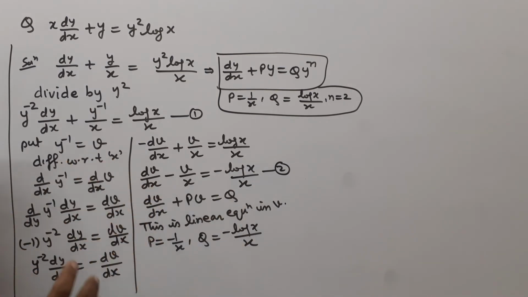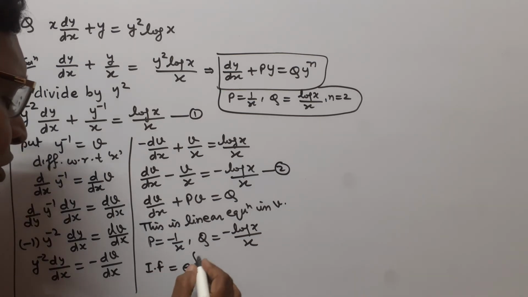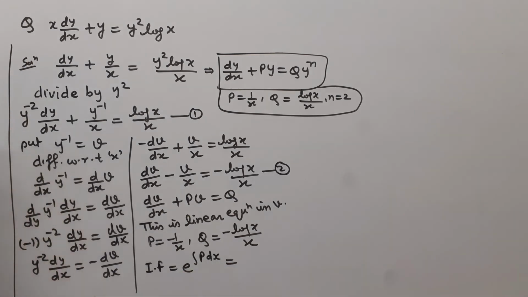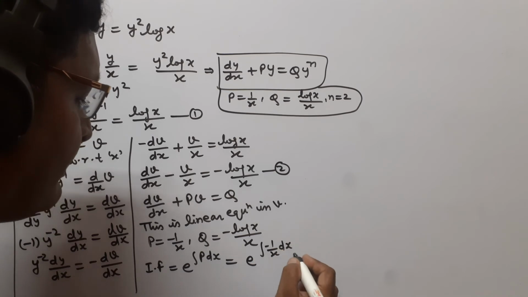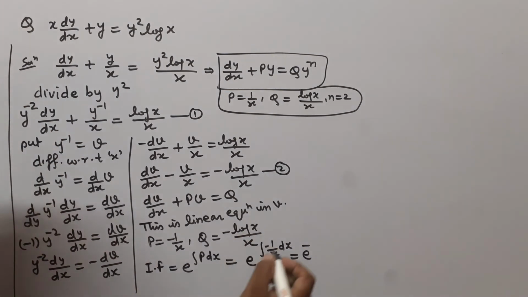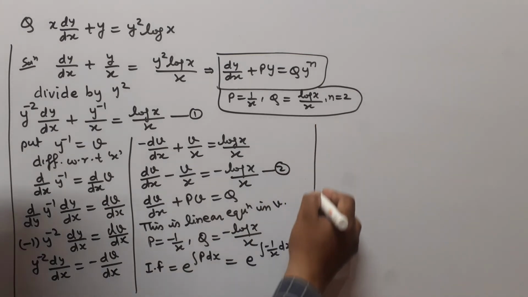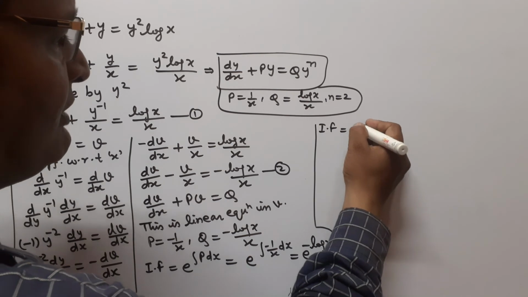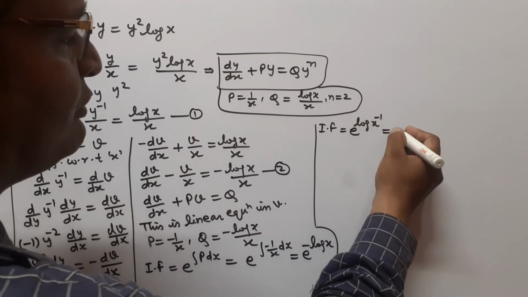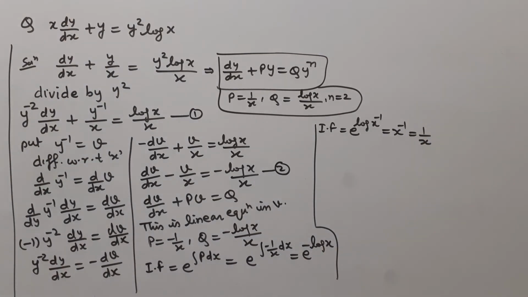So for finding the solution of a linear equation, first we find the integrating factor. So the integrating factor is e to the power integration of p dx, and p is minus 1 upon x, dx. So integration of 1 upon x is log x. So here we can find the integrating factor. The integrating factor is equal to e to the power minus log x, so it becomes x to the power minus 1, which can be written as 1 upon x.